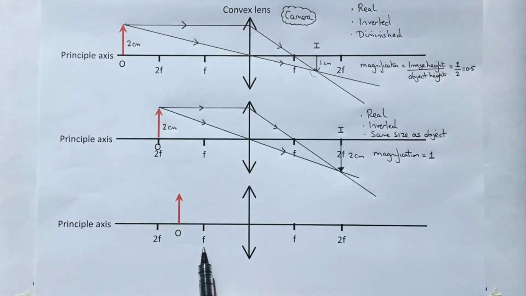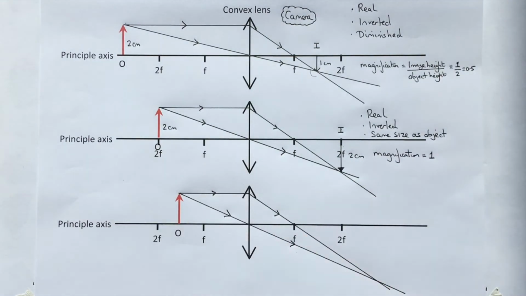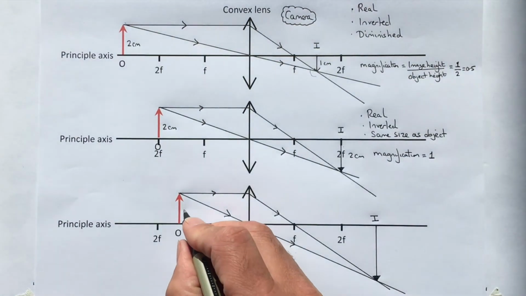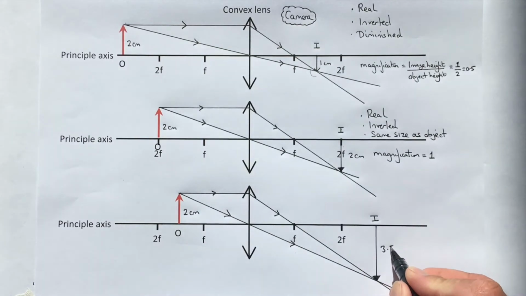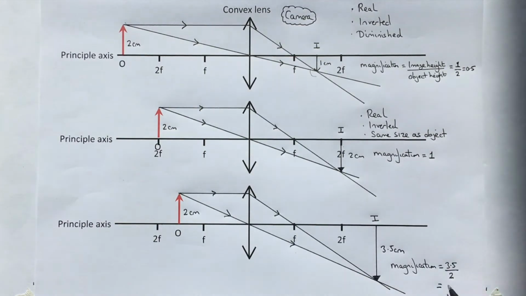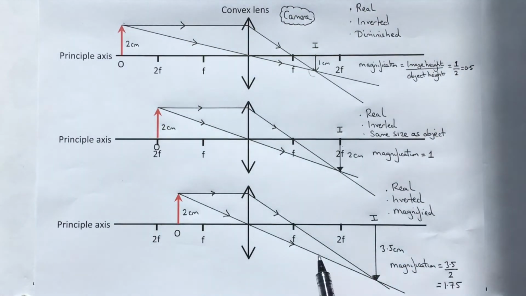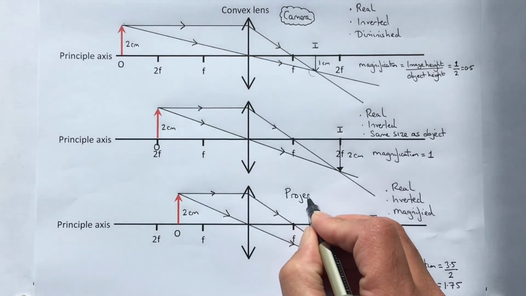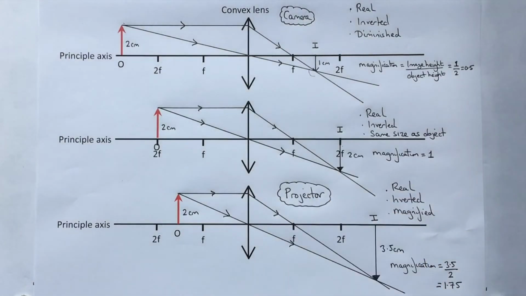We're now going to move our object between 2 and 1 focal lengths away from the lens. You can see the image has moved even further away from the lens on the other side and is now magnified. So the properties of the image again are real because light comes from the image and it can be focused on a screen. It is inverted, but this time it's magnified. So this is like the projectors we have in our classroom. You've got a small object and a large image which everyone can see because it can be focused onto a screen.